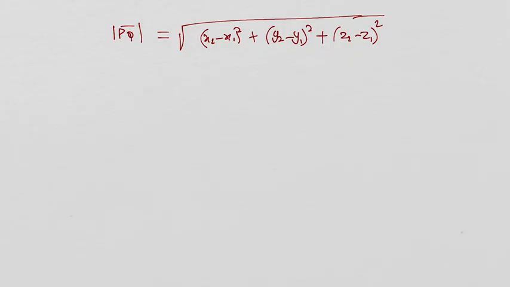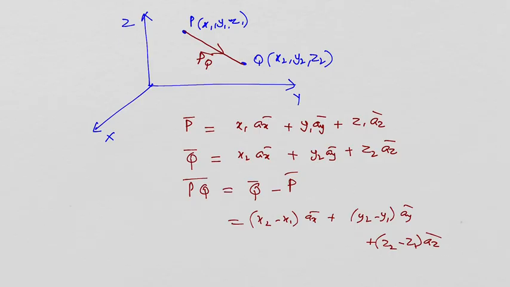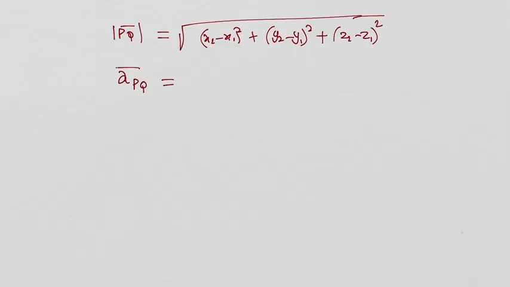But to understand something extra, using the basic concept of unit vector, we can find the unit vector along this direction, along PQ. The unit vector, for example, a_PQ. Okay, how to mention this? This is called the unit vector.